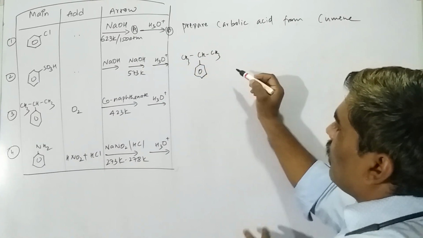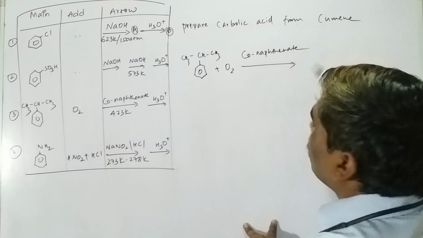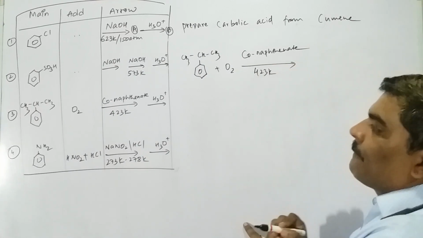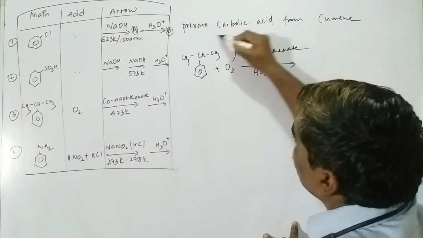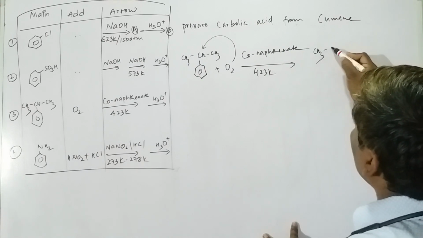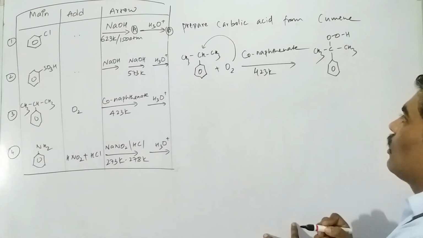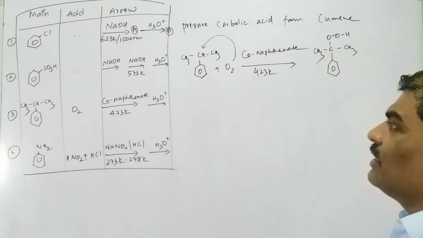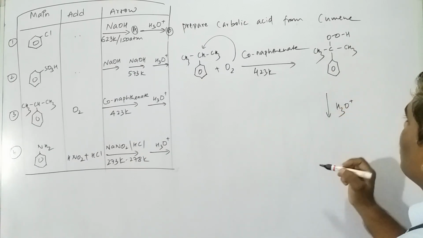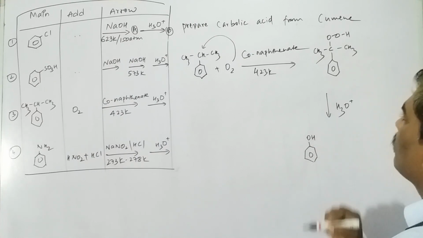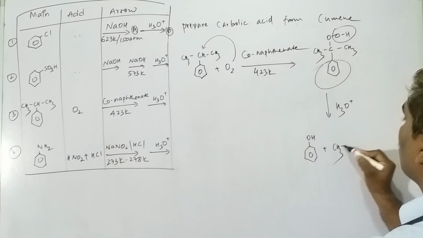This is heated with oxygen in presence of cobalt naphthenate at 423 Kelvin. Now what forms? Cumene hydroperoxide. Okay, so we'll see how it forms. This oxygen gets added here. You will get this structure, CH3, C, CH3 here, this benzene and OOH, cumene hydroperoxide. What is further done? Actually, directly you can write acid hydrolysis here, no need to go for the next arrow. After this acid hydrolysis, you will get your phenol. Phenol is this, benzene and OH. And the remaining is this acetone.